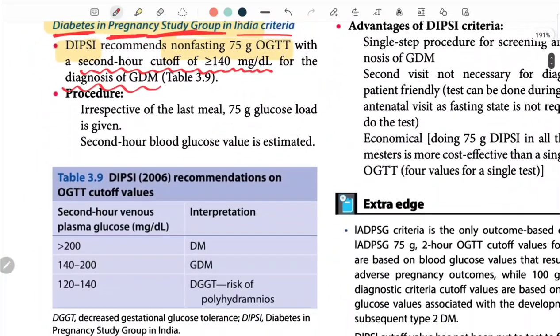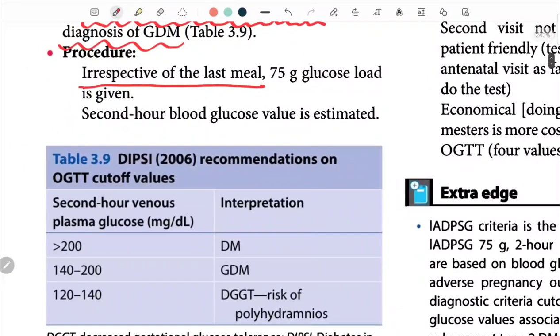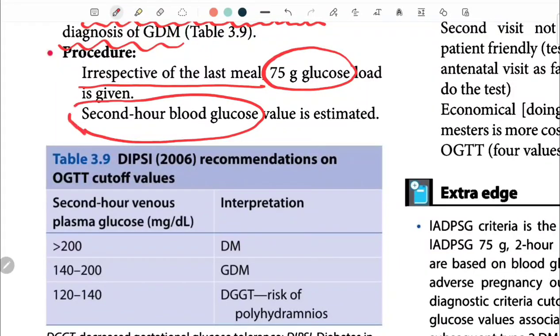So let's come to the procedure. Irrespective of the last meal, that is, no need of any fasting state, a 75 gram glucose load is given, and the second hour blood glucose value is estimated. Very, very important: no need of fasting, irrespective of the last meal, 75 gram glucose is given and a second hour blood glucose is estimated.